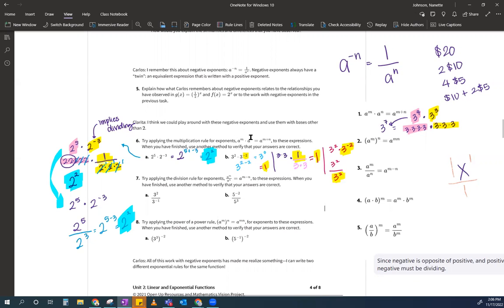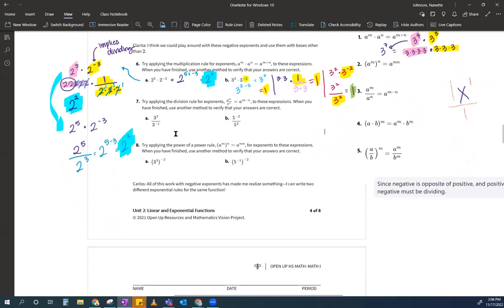So when it tells you to use a different way, right, it says, when you finish, use another method to solve. They're training you to look for multiple ways of solving the same problem. Okay, now that your brains are all warmed up, I need you to try number 7 on your own. Pause the video, try number 7 on your own.